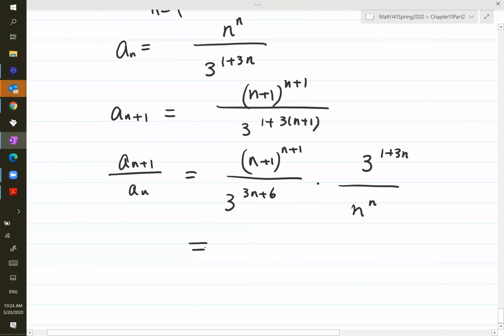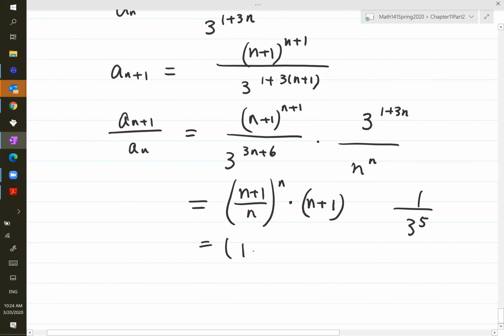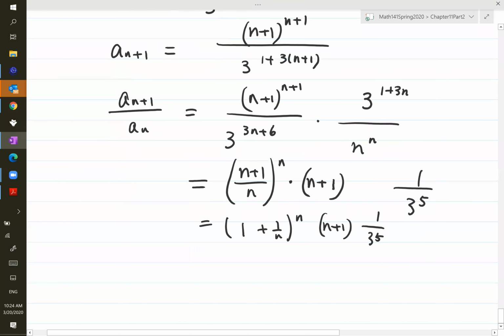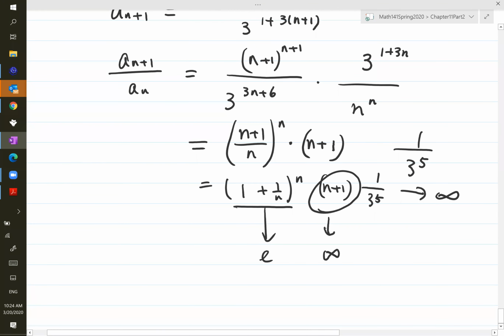If you do the algebra, the 3 to the power 3n cancels, so this will be 1 over 3 cubed. And then you get (n+1) over n to the power n, multiplied by (n+1), which is (1 plus 1 over n) to the power n, times (n+1). Now you see this factor approaches e, and this factor approaches infinity. So finally this ratio is approaching infinity.